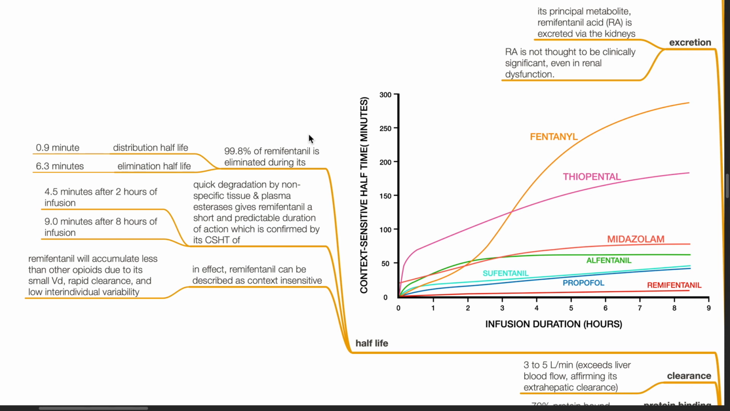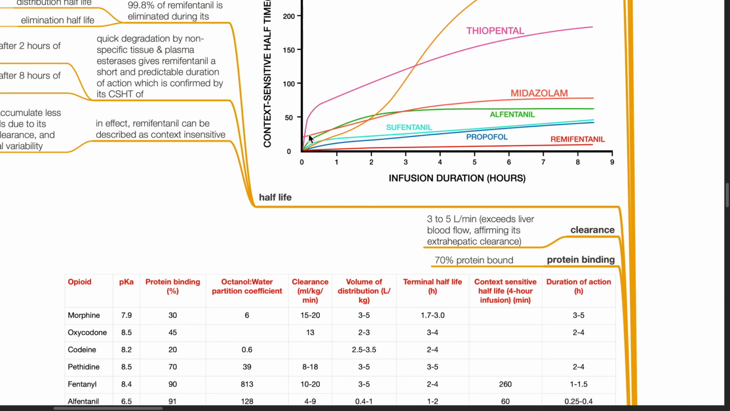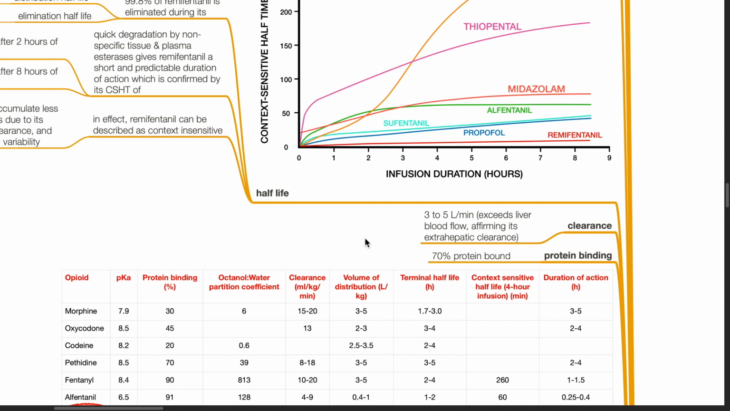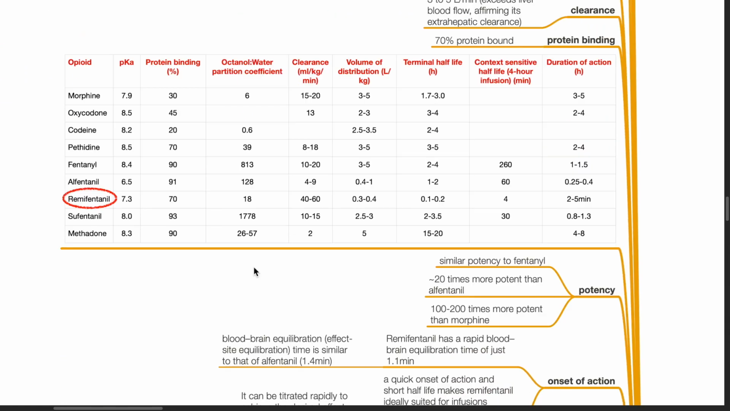Remifentanil will accumulate less than other opioids due to its small volume of distribution, rapid clearance, and low inter-individual variability. Clearance is 3 to 5 liters per minute, which exceeds liver blood flow, affirming its extrahepatic clearance. Protein binding is 70%. This table compares remifentanil with other opioids in terms of their pharmacokinetic differences.